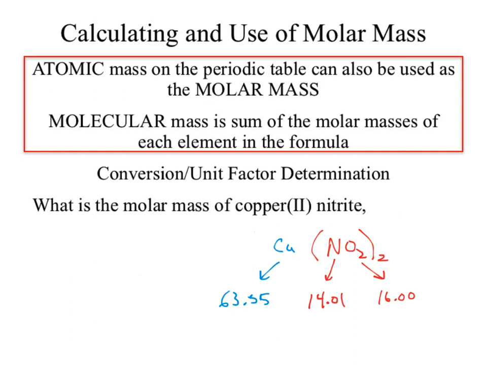I have to realize that I don't have just a single nitrogen, I have 2 nitrogens. I have to remember that that subscript applies to what's in the parentheses, so I get 2 nitrogens. So I have to multiply that by 2. I also have to realize, how many oxygens do I have? I have the 2 and the 2, 4. Now I can add it all up and get whatever that answer is.